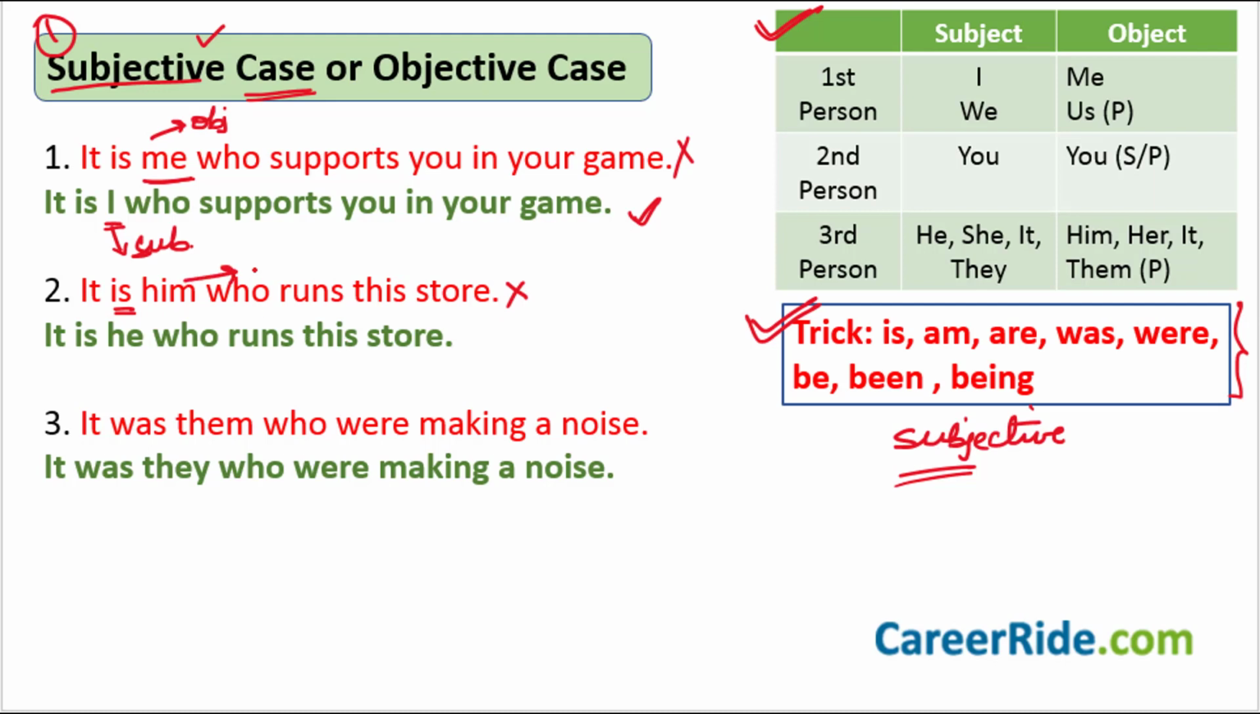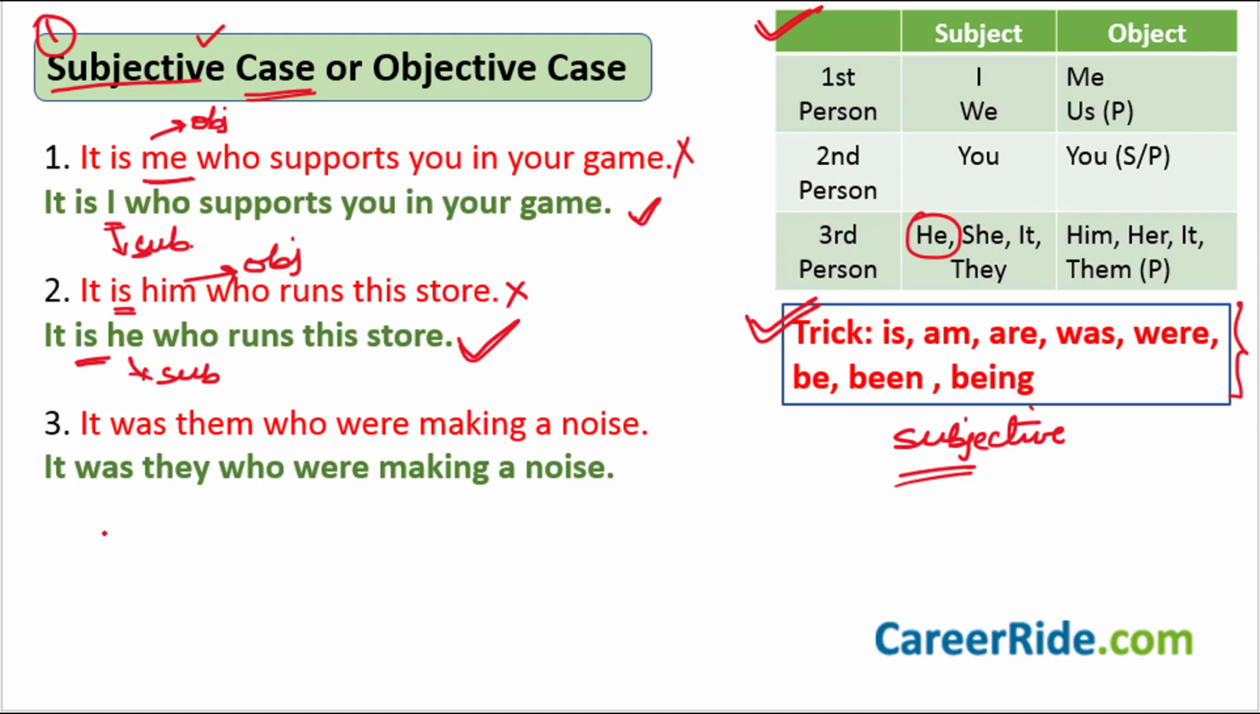Why? Because him is the objective case, and we have just learnt that when the main verb is, am, are, was, were, be, been, being, then we use the subjective case. And what is the subjective case here? The subjective case here is he. See the table. He is the subjective case here, and that is what we are using in the sentence. So this sentence is correct. It is he who runs this store.